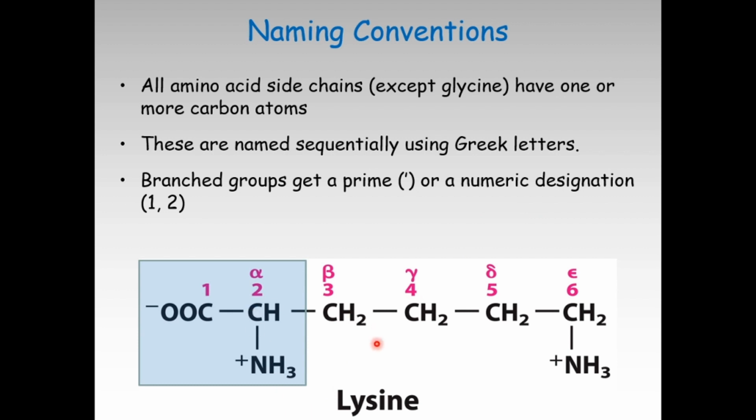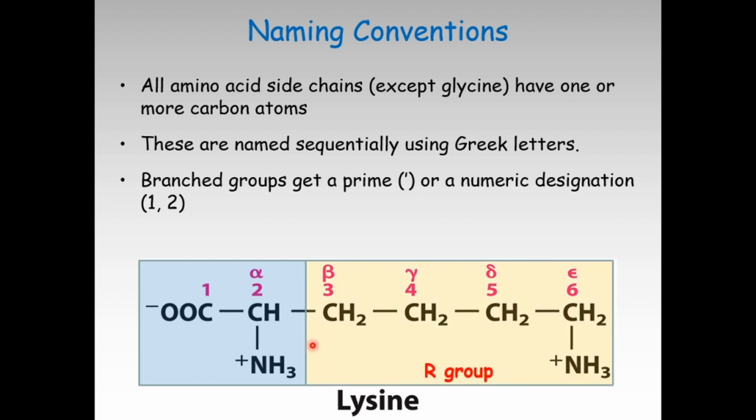Now for lysine, as you can see, it's a carboxylate and it's an amine, and this is the alpha carbon. All the subsequent carbons have been designated by the Greek letters. Since this is alpha, this is beta, gamma, delta, and epsilon, right? And this is the R group that we have seen before. Now, if it's a branched chain, you will have additional designation of 1 and 2.